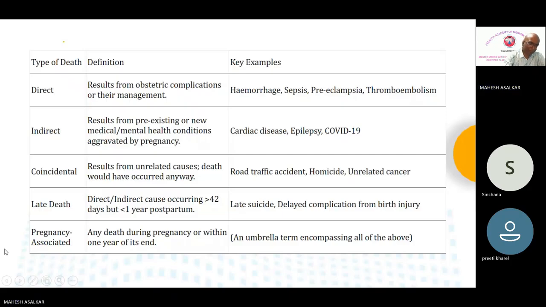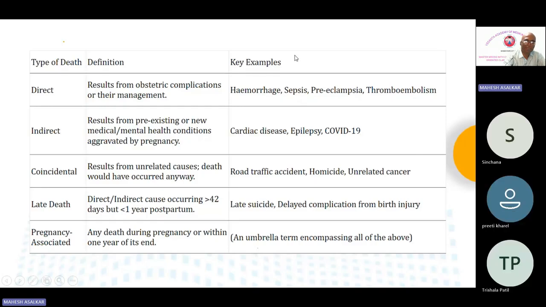Then pregnancy-associated death: any death during pregnancy or within 1 year of its end. This pregnancy-associated death is an umbrella term encompassing all these terminologies, that is direct, indirect, coincidental, and late death. Basically, they are interested in knowing whether you know the concept of late death, and whether you are able to classify the cause as direct or indirect. These are the examples of the direct causes.